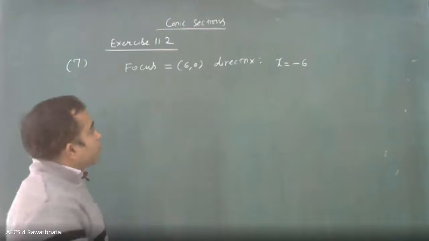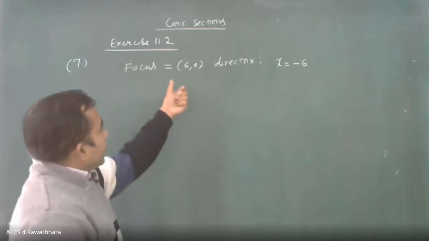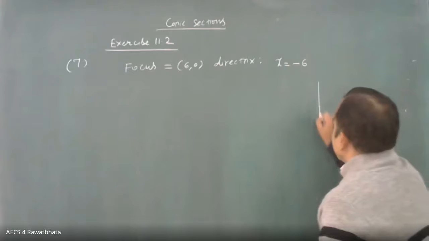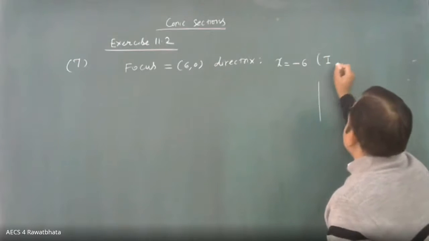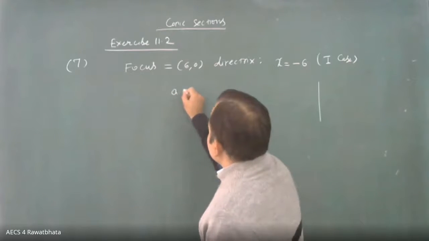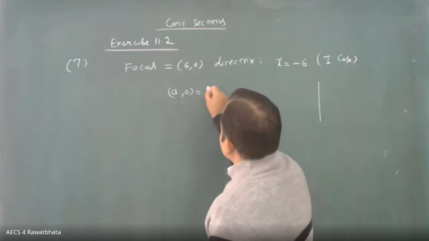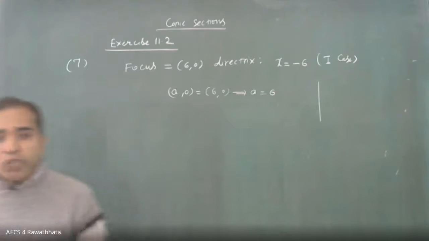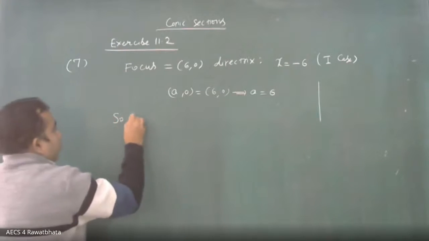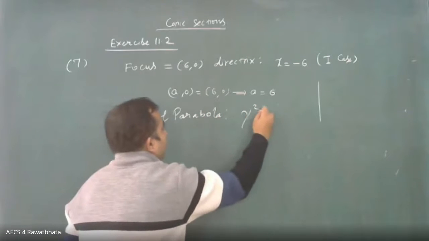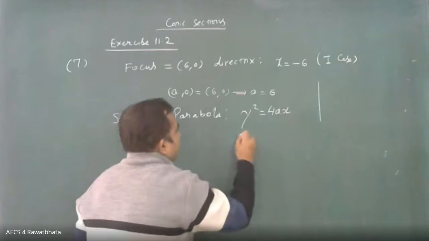So determine the case. In which case are the focus coordinates like a, 0? First case, obviously. So first of all we have to decide that it is the first case. And if it is the first case, then the focus coordinates are a, 0, which is 6, 0. So a equals 6 here. And in the first case, what is the equation of the parabola? Y square equal to 4ax in the first case.